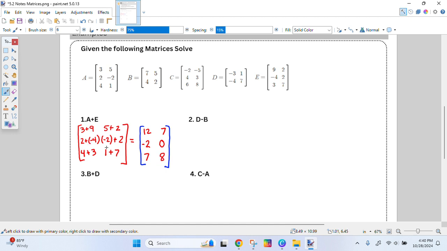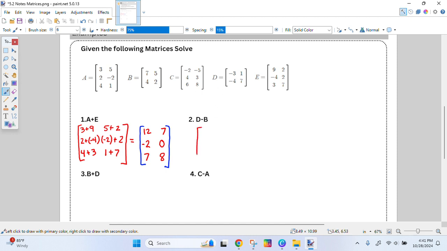So we just did these 6 little addition problems, and that's all we're doing here, because now we've added all of our data together and created this new matrix. So this would be A plus E. This is our answer, our solution. Now let's look at one with subtraction. Number 2 here says D minus B. Of course, first I'm going to check. D is a 2 by 2. B is a 2 by 2, so that's no problem. Our final answer should also be a 2 by 2, right?